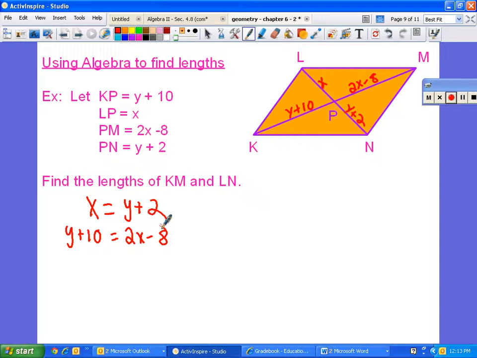Okay? But notice something about one of the equations. What do we know about x? It equals y plus 2. So what that means we can do is in this equation, in the second equation, where we see the x, we can substitute y plus 2. We know that x is equal to y plus 2, so we can substitute.